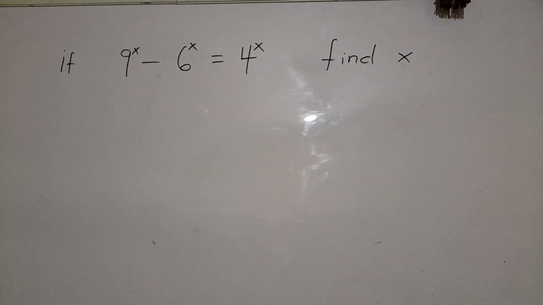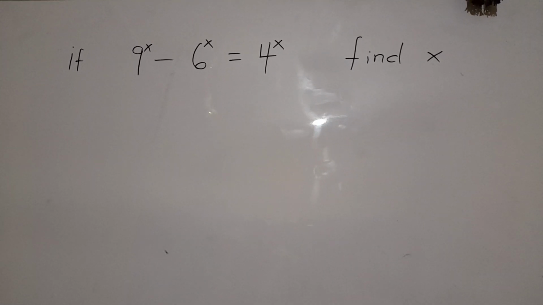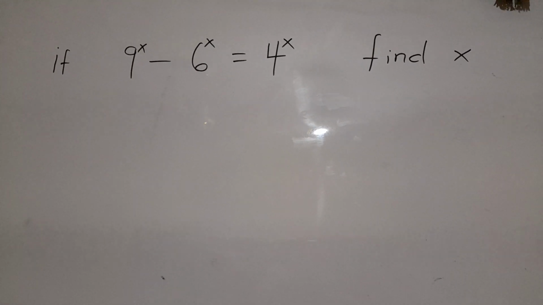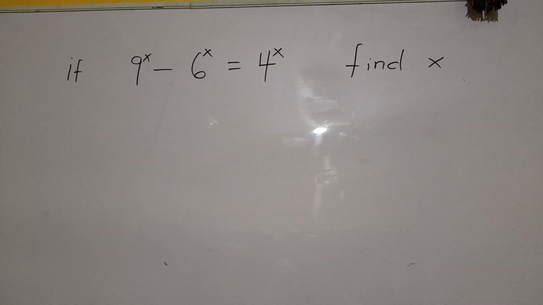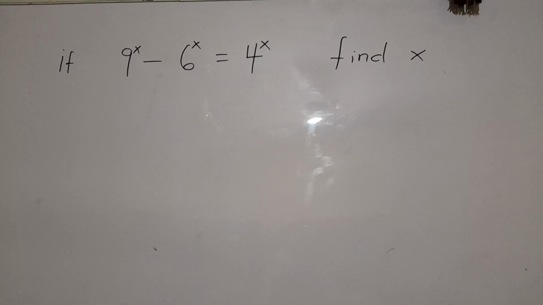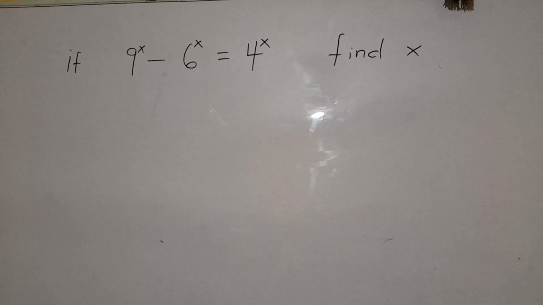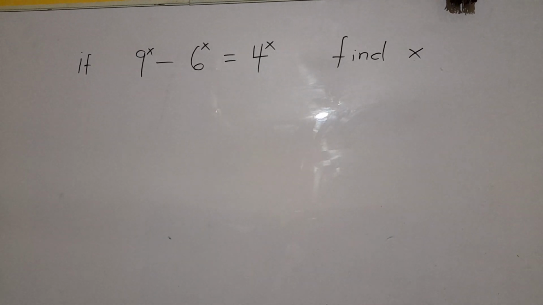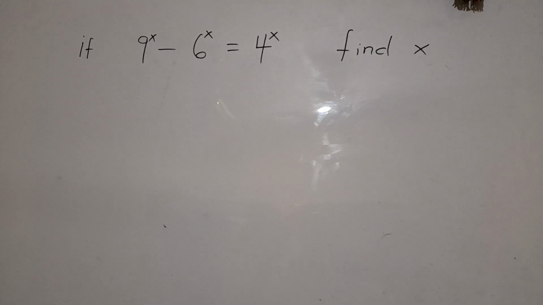Today we are going to find the solution to the mathematical Olympiad question on the board: 9 exponent x minus 6 exponent x is equal to 4 exponent x. We should find the value of x. So please come along as I find the solution to the problem.